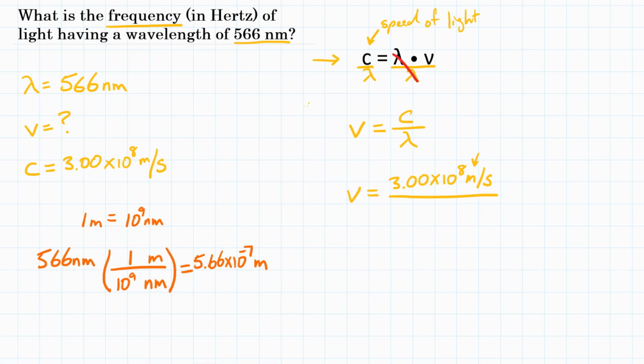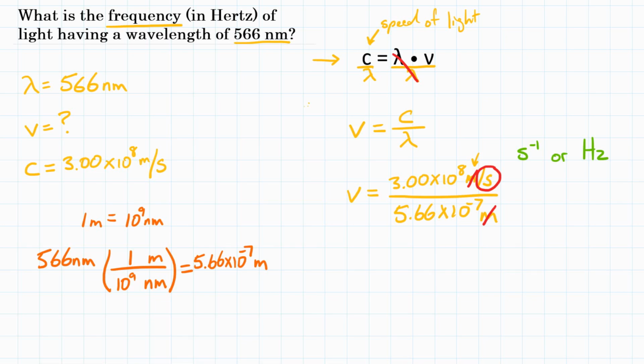So now let's put that in our equation. So 5.66 times 10 to the negative 7 meters. So now, looking at my units, I have meters on top and meters on bottom. So those are both going to cancel, and we're just going to be left with per second, okay? Or you can also write that as seconds to the negative 1 power, or we actually call that hertz, which is Hz. And that's what the problem wants. So let's do the math here.